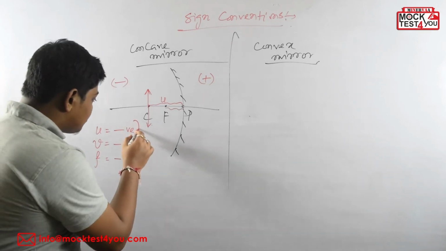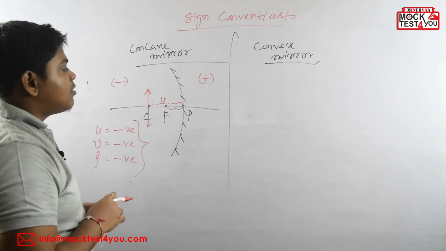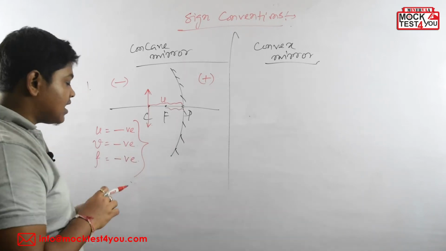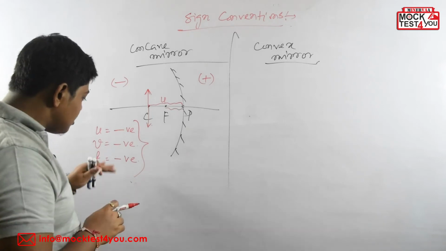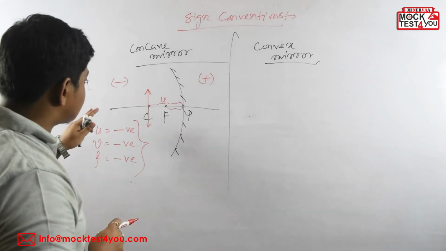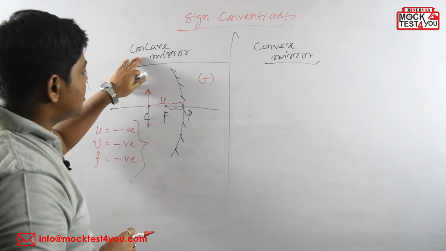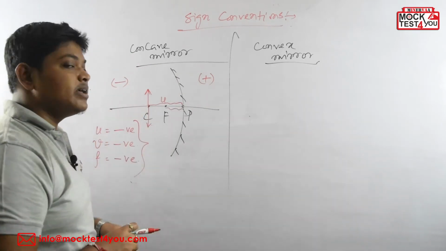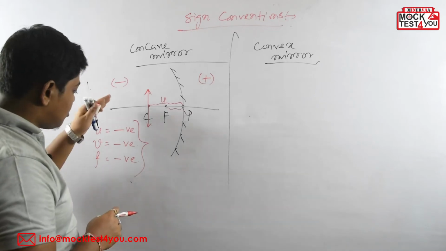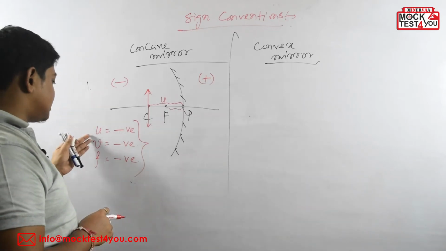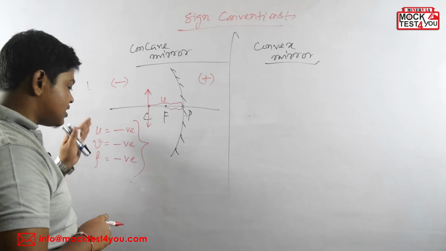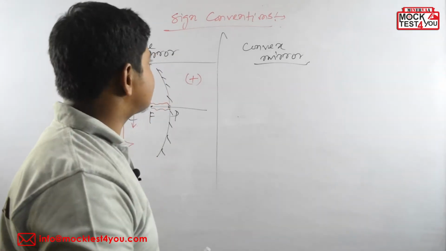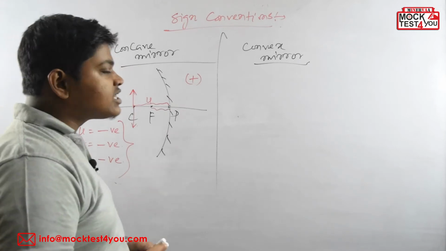So in maximum of the cases except the last one, I will discuss the last one separately. It's a special case. So in maximum of the cases of the concave mirror, where the object is placed on the left side of the mirror and the image is also formed on the left side, in all of the cases the object distance, the image distance and the focus, all of them will be negative.